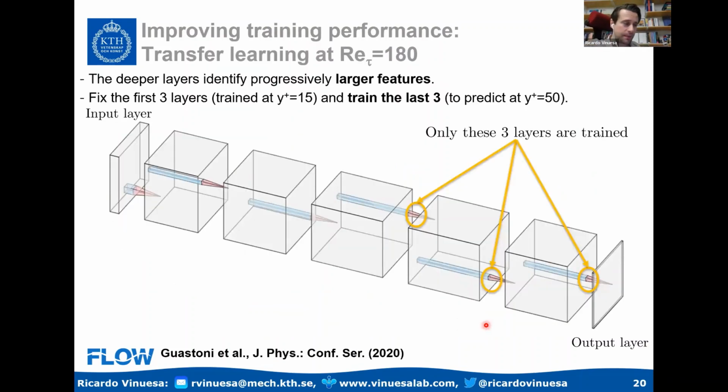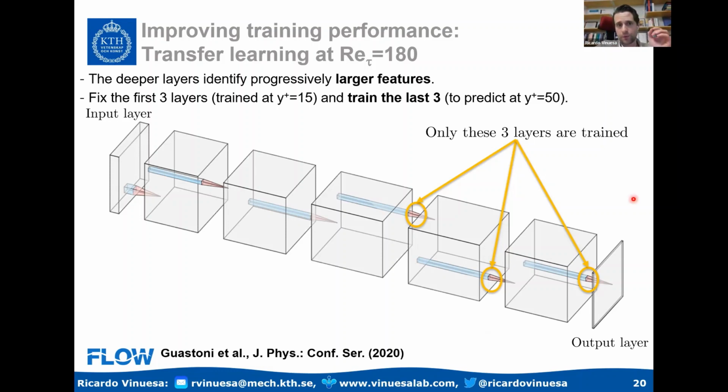There is one aspect which I believe is quite interesting, and that is transfer learning. Transfer learning is a method which relies on using what we learn for one task for another task that is not too similar but not too different from the original. In this case, we're taking the flow at Re_tau 180, that's the low Reynolds number. And we take the network trained to predict at y plus 15, and we want to see how it will predict at y plus 50, so far away from the wall.